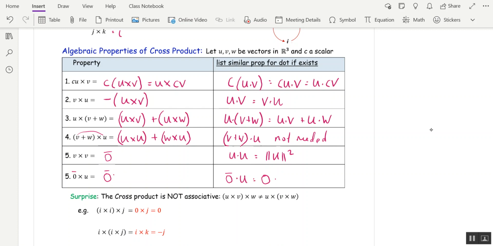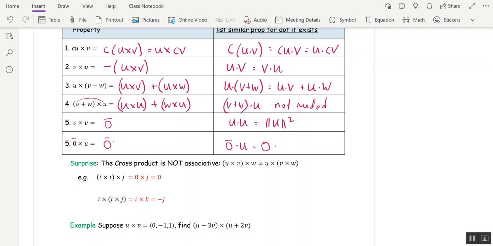The big surprise is that cross is not associative. So this is the first operation you've probably seen in your mathematical life that's not associative, meaning you can't just move the parentheses around. So I have what the associative property would be right here. I want to move those parentheses over to here. I can't do it. That's amazing.